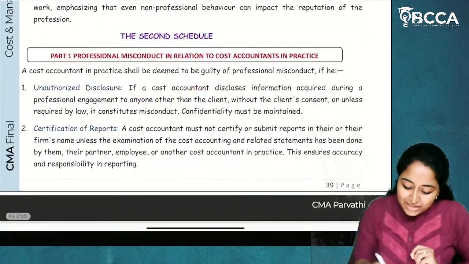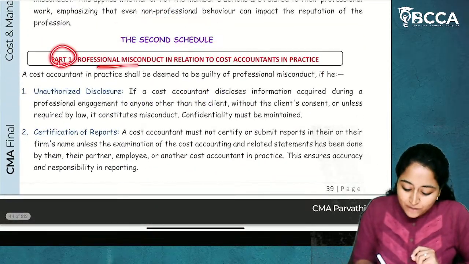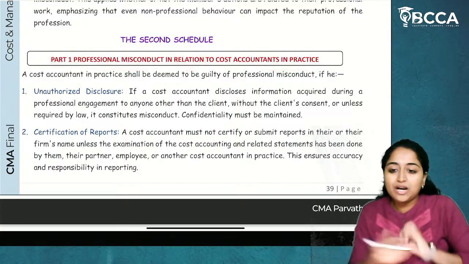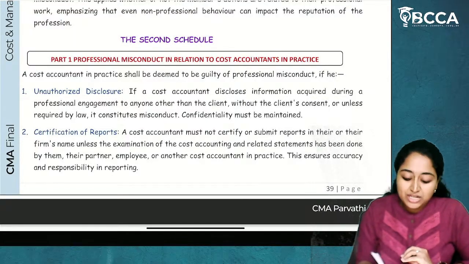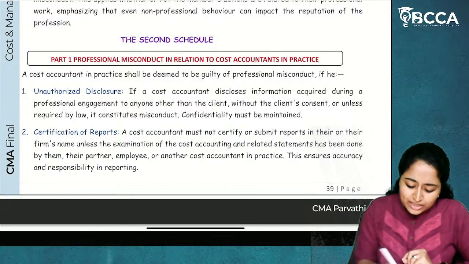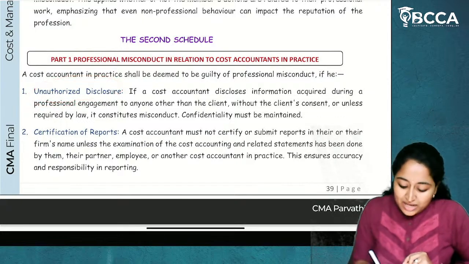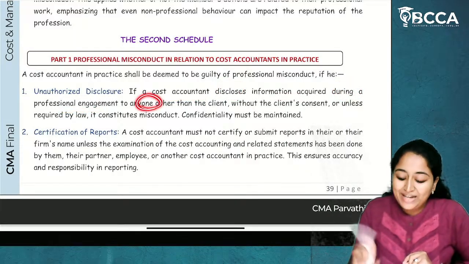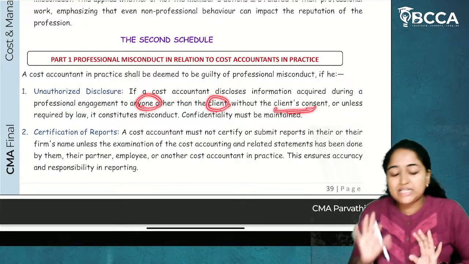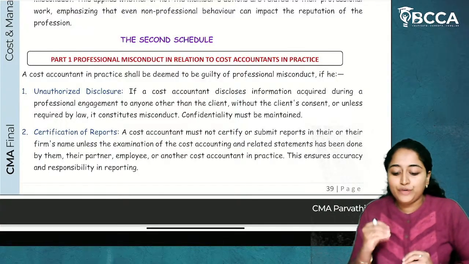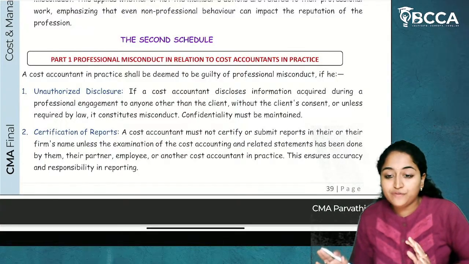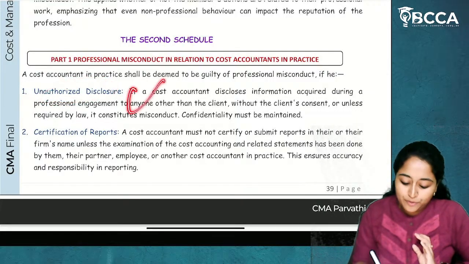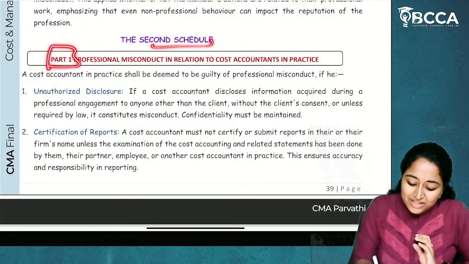I hope it's clear. Now, in the second schedule, part 1, professional misconduct in relation to cost accountants in practice. If you are a cost accountant in practice, what are the misconducts given in the second schedule? First point, unauthorized disclosure. If a cost accountant discloses information acquired during a professional engagement to anyone other than the client without the client's consent, if you are disclosing any kind of confidential information of your professional engagement without your client's consent, then it is called unauthorized disclosure, which is a professional misconduct according to part 1, second schedule.